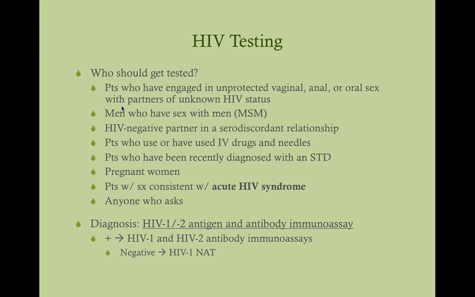But the populations that we're concerned about are anyone who is engaging in unprotected vaginal, anal, or oral sex. Really, vaginal and anal. Oral is not a really efficient way to transmit HIV. But anyone who's engaging in unprotected sex with partners of unknown HIV status. So here we're really talking about people who are promiscuous. Men who have sex with men, just because of the high prevalence in that population and because of the very efficient means, unprotected anal intercourse, very efficient means of spreading HIV.